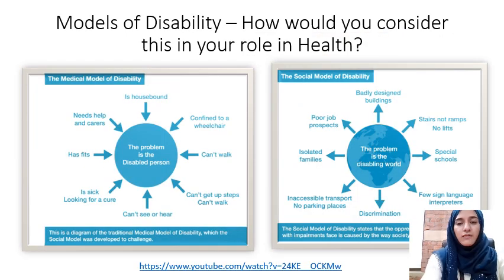Now, there are two models of disability as well. One is called the medical model of disability, and the other is called the social model of disability. The medical model of disability views disability as a problem or a condition that is inherent in an individual, that could be caused by any physical, mental, or sensory impairment. It focuses on diagnosing, treating, and curing the condition to restore normal functioning. This approach often overlooks the societal and environmental factors that contribute to barriers faced by individuals with disabilities.